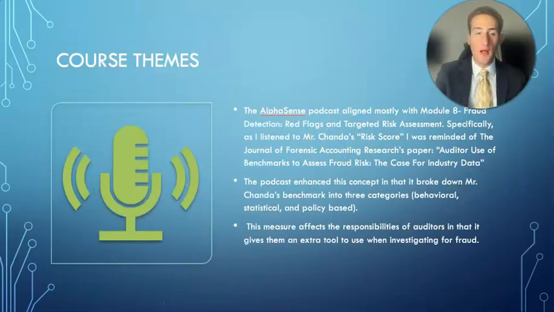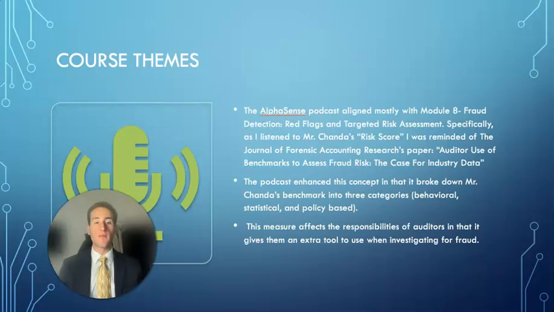So, course themes. Other than the massive themes of the fraud triangle, the Tableau application, the application of Rolls-Royce and Airbus, I specifically wanted to note how this podcast reminded me of the benchmarks auditors use in assessing fraud risks. There was a paper that we read back in Module 8 about that. In this way, the risk score is a sort of benchmark that auditors can use. And this mirrors that almost exactly. It's just a new benchmark.